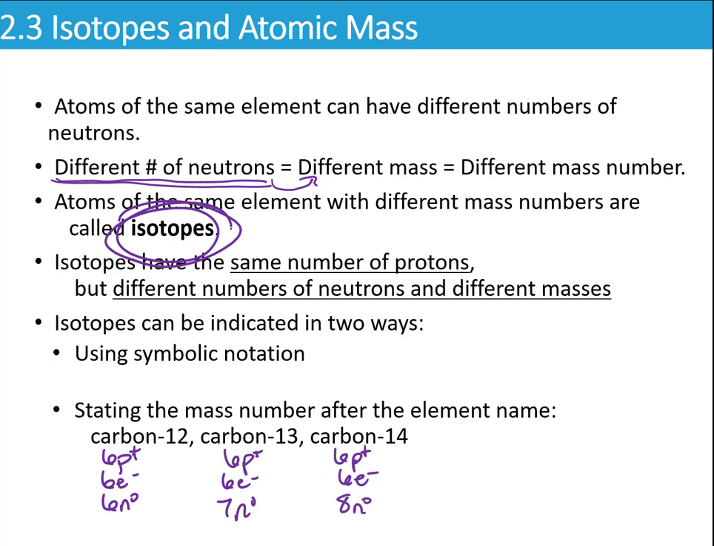Because I know that carbon has an atomic number of 6. So I know carbon has 6 protons and 6 electrons. That's not going to change. The only thing that changes in this is the number of neutrons.